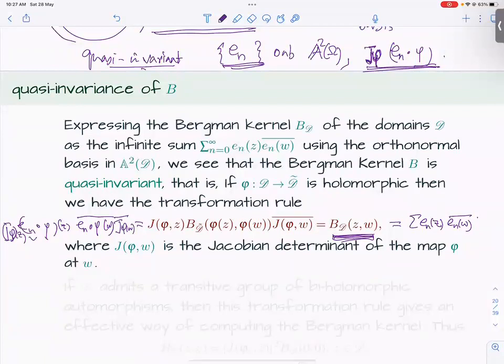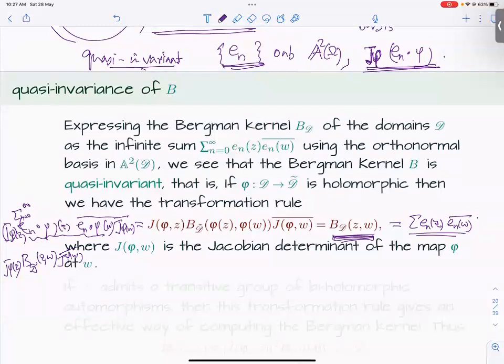But this middle thing, the sum from n equal to 0 to infinity, is nothing but the Bergman kernel in the image space. So this is the Bergman kernel. And I still have the J_phi(z) and J_phi(w) bar that I have to take into account. So that is actually the transformation.